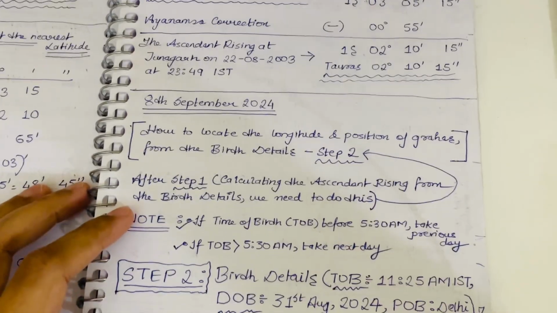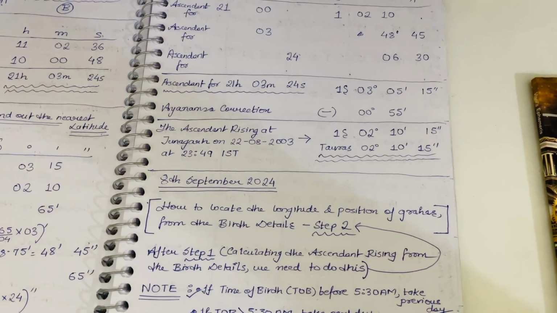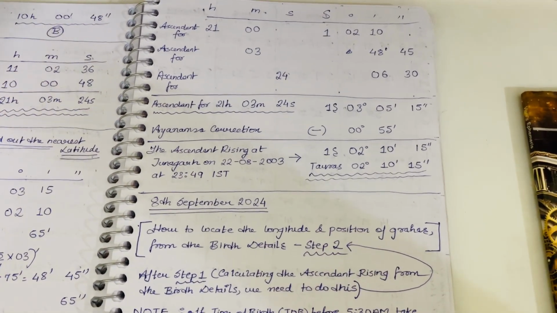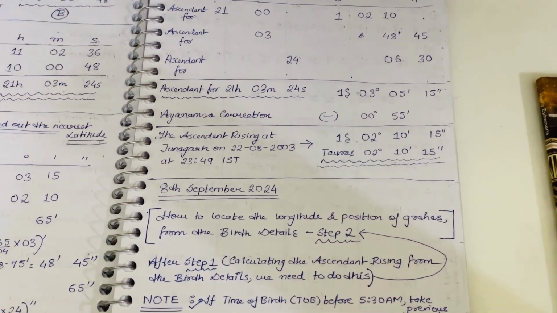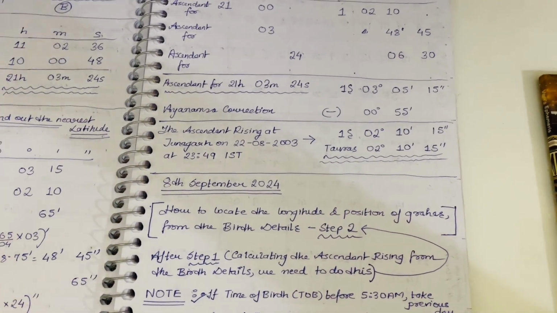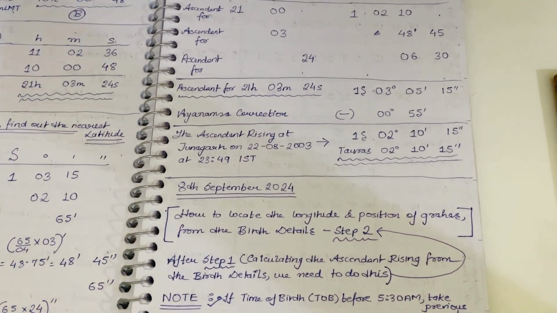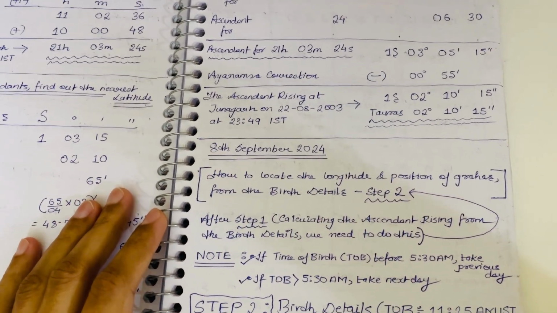Okay, so if your time of birth is more than 5:30 a.m., we will be considering the date which will be coming in our first row as 1st of September, and the second row values will be of 31st of August. Now what are the 1st of September values? What will be the values for the 31st of August? We will be discussing that in this class only.